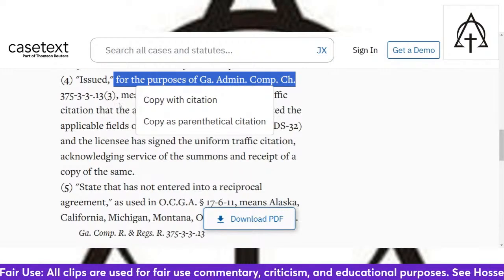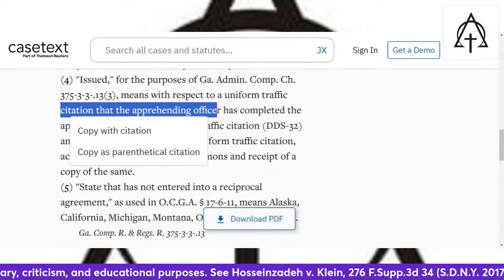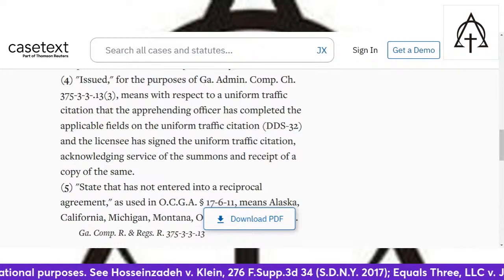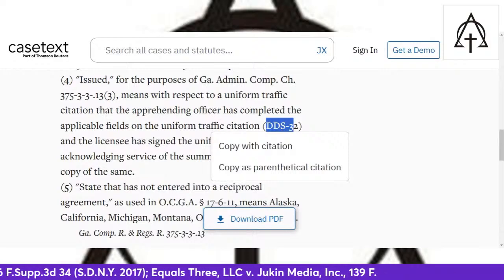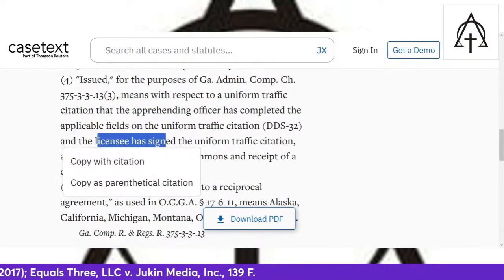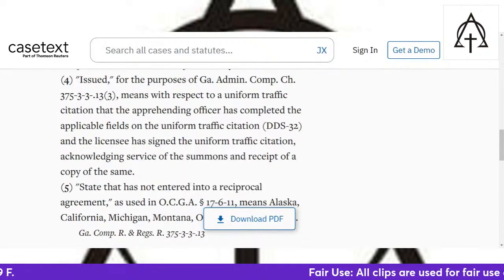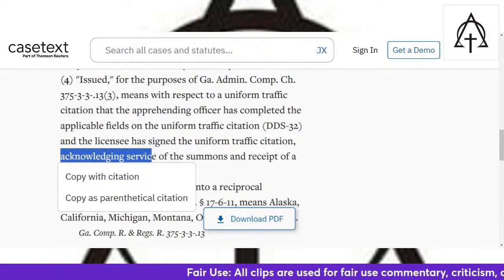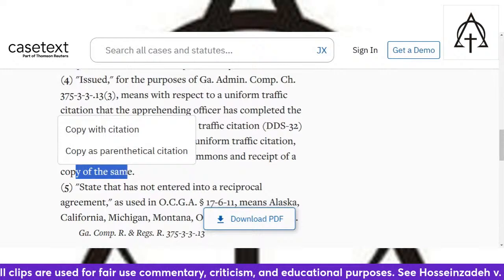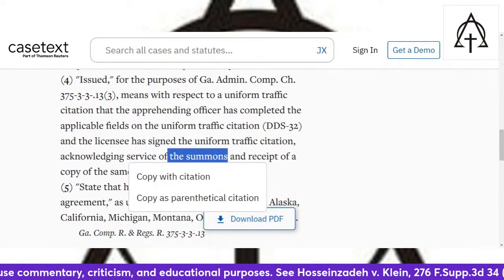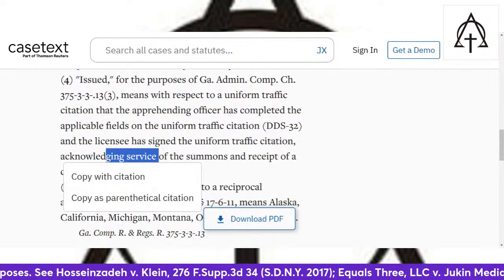-3-.13, parenthesis 3, means with respect to a uniform traffic citation that the apprehending officer has completed the applicable fields on the uniform traffic citation, known as a DDS 32, and the licensee has signed the uniform traffic citation, acknowledging service of the summons and receipt of copy of the same. So the citation is the summons, and he is acting as a servicer, which we've already discussed he cannot do.